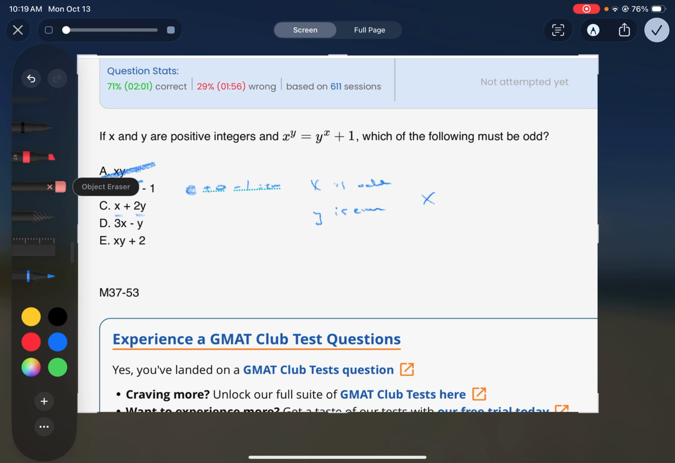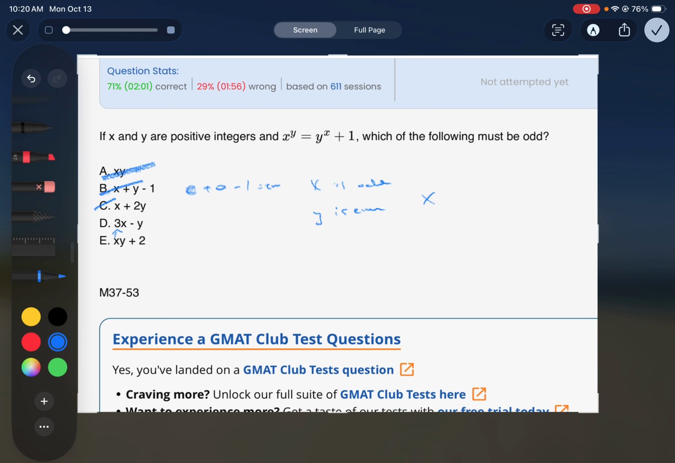x plus 2y, well, not necessarily. It depends on which one is even and which one is odd. It could be odd plus even, which is odd. Or if x is the even and y is the odd, 2y will then become even. So even plus even is even. So that one's out.